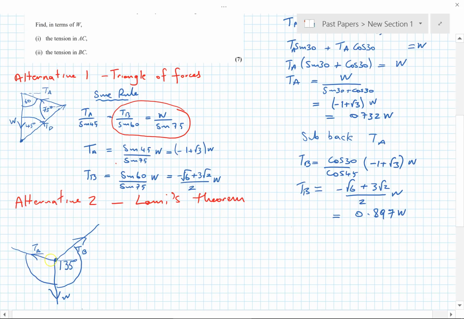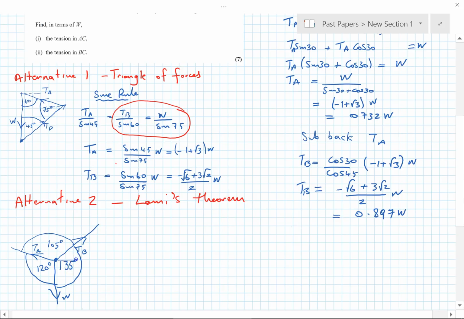Similarly, because the angle to the horizontal here is 30 degrees, this is 120 degrees. And this angle is going to be equal to the 60 degrees plus the 45 degrees, or the 105 degrees. Check that they add up to 360. Okay? And so all we need is the angles between the forces if we use this way. It's basically a geometrical tweak of the sine rule, because what Lamy's theorem says is that the ratios of the forces and the angle opposite are equal.